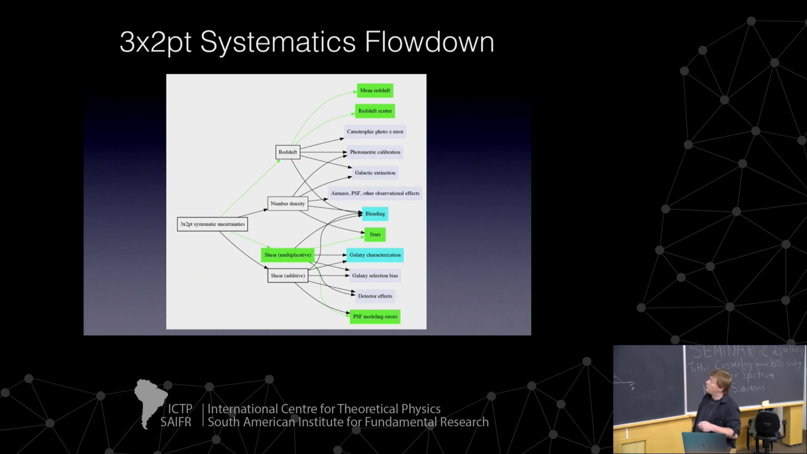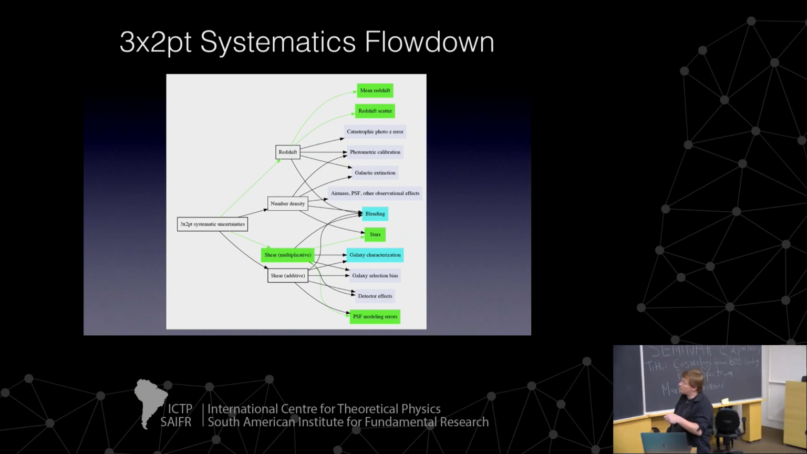Now, if you dig deep into systematics, you will find that there are all sorts of contributors. Here is an example for 3x2 points, so for the joint analysis of clustering, lensing, and galaxy-galaxy lensing. Let's go down this route, for example. Multiplicative shear is the uncertainty associated with how well you can measure shapes. There are a couple of contributors. For example, how well can we do star-galaxy separation, right? How well can we do with PSF modeling errors, etc. Ideally, we would be able to put requirements on all of these very detailed aspects.